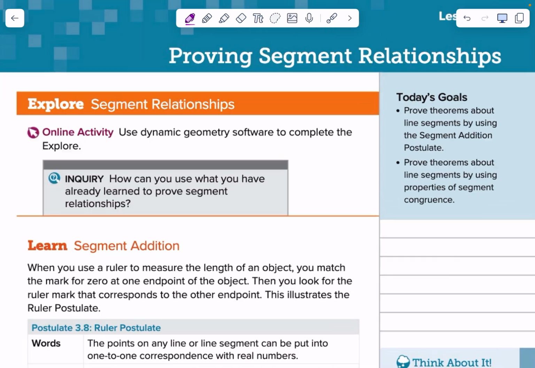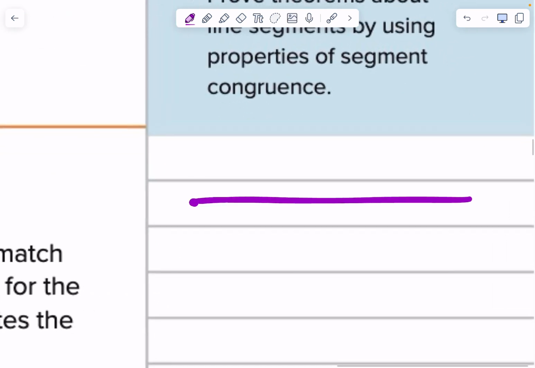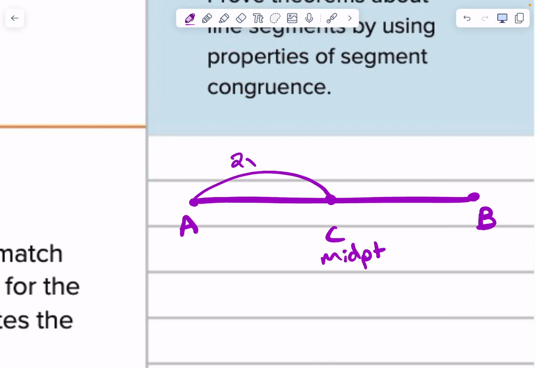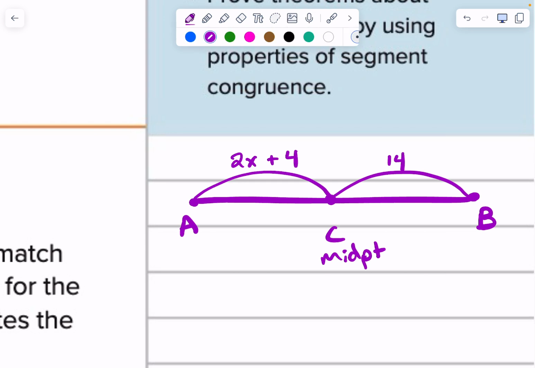Okay. Segments. What they're probably going to do to you is like way back when we had A and B and C, and they would say that C is the midpoint. And they would say the distance from A to C is 2x plus 4, and the distance from C to B is 14. Right? And then they would say solve for x. X is 5. Okay, if that's the midpoint, what do I know?